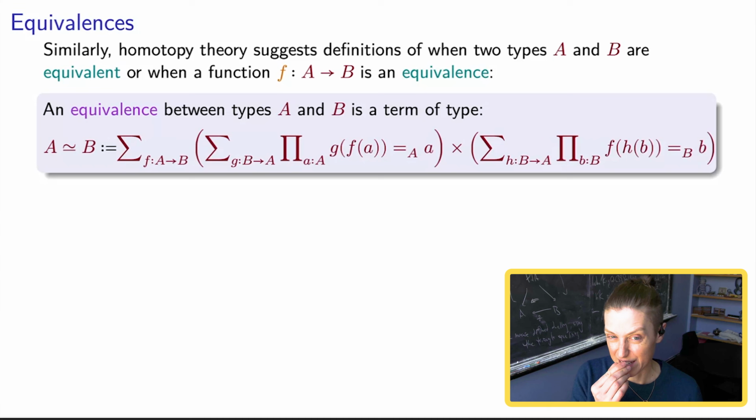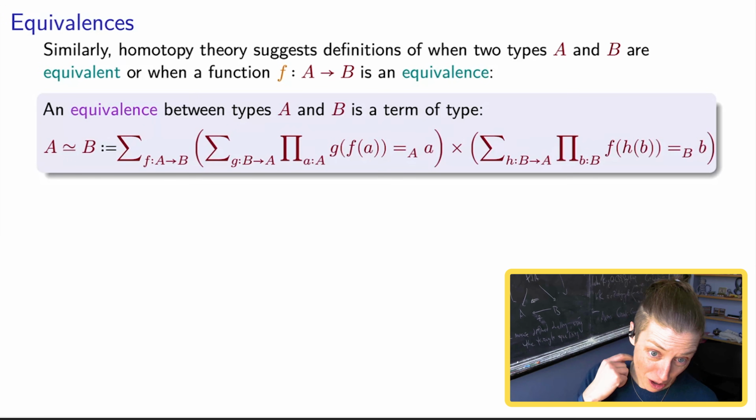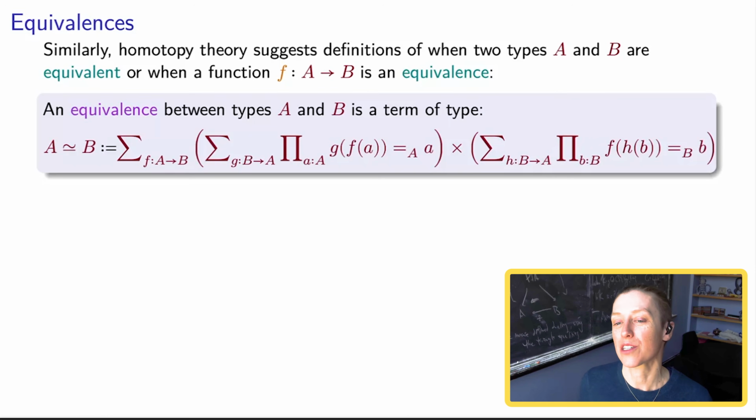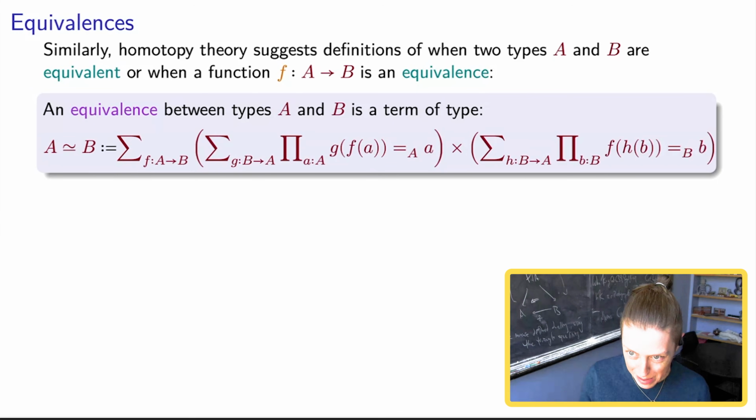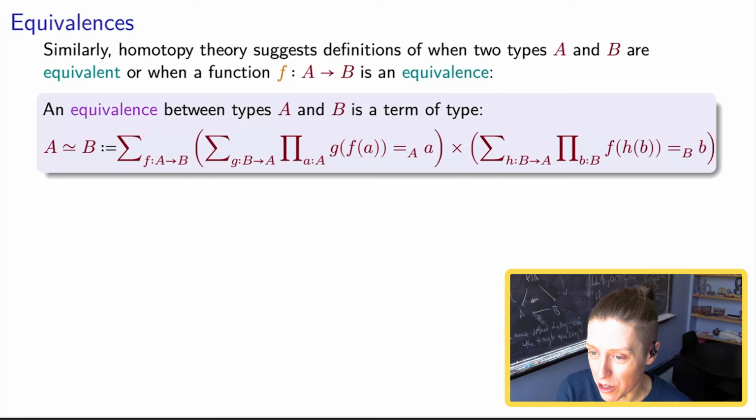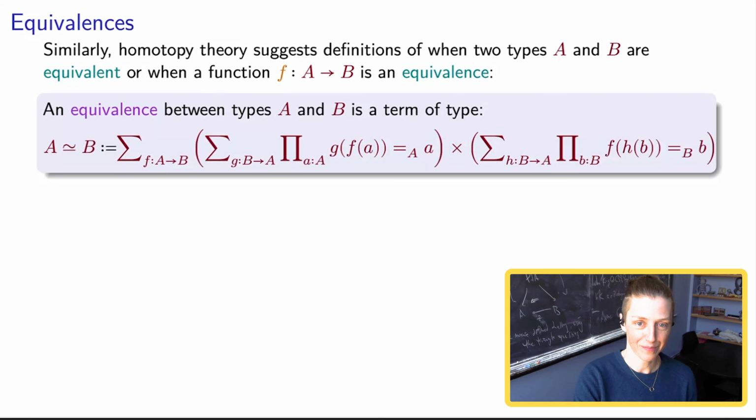And then g is going to be the left inverse of f up to homotopy, which means that for all little a of type A, g of f of a is equal to a. In other words, there's a path or a homotopy from g composed f back to the identity. And also there exists a function h from B to A, so that h is a right inverse up to homotopy, meaning for all b of type B, there is a path from f of h of b back to b, or f of h of b is equal to b. There's a homotopy from that composite to the identity.